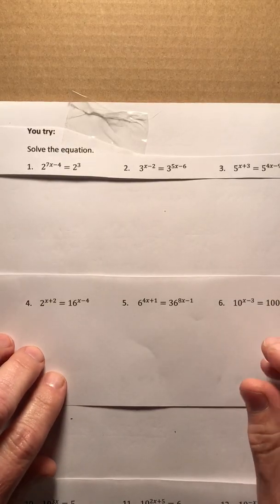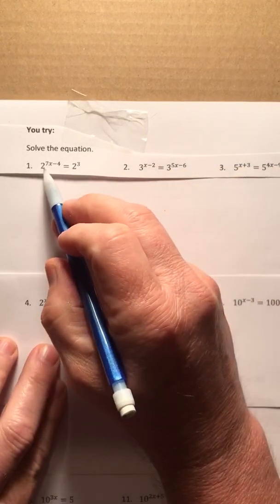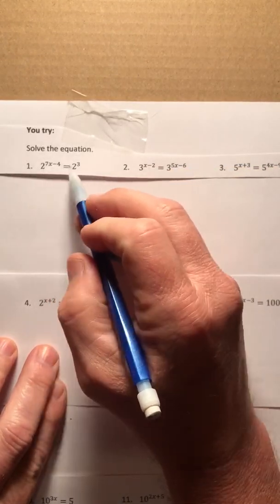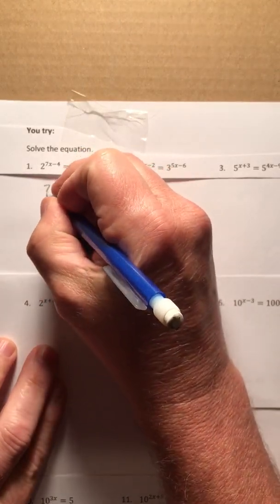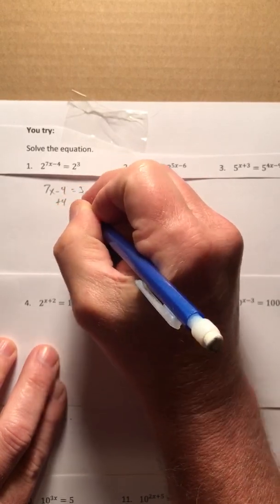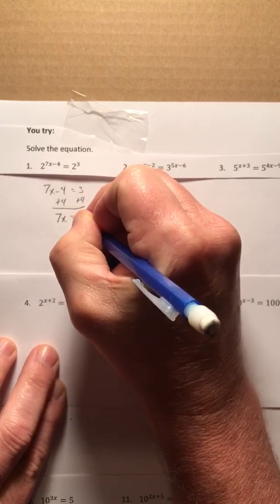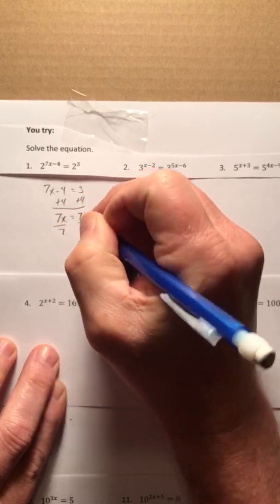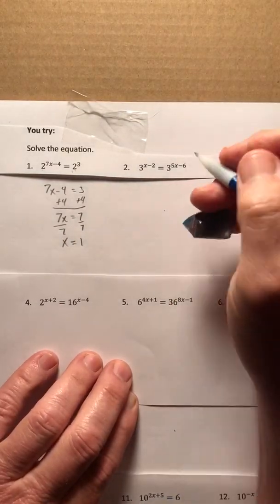All right, here are the solutions to your U-type problems from today. The first one's an easy one. Base is a 2, so we just set these exponents equal to each other. So 7x minus 4 equals 3. We add 4, and we get 7x equals 7. Divide by 7, and we get x equals 1. So that's the first one.